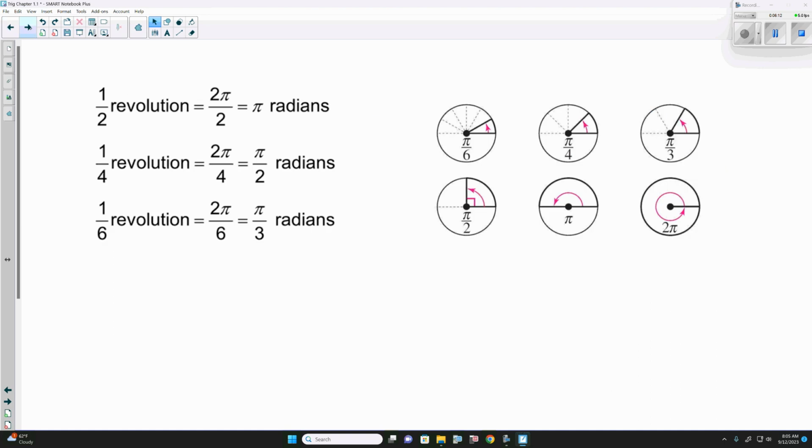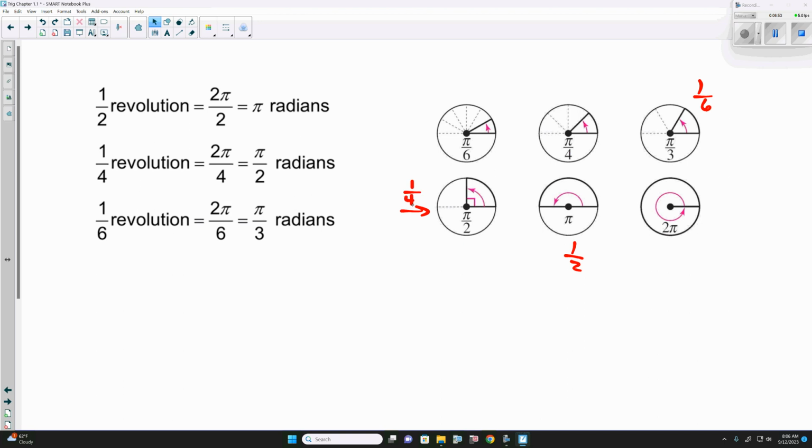Now with radians, one half of a revolution is 2 pi over 2, because we did half the circle, or pi. So this is half of a revolution here. If we did 1/4, this one over here, 1/4 of a circle, 2 pi over 4, or pi over 2, looking at 90 degrees. Or 1/6, 2 pi over 6, pi over 3.